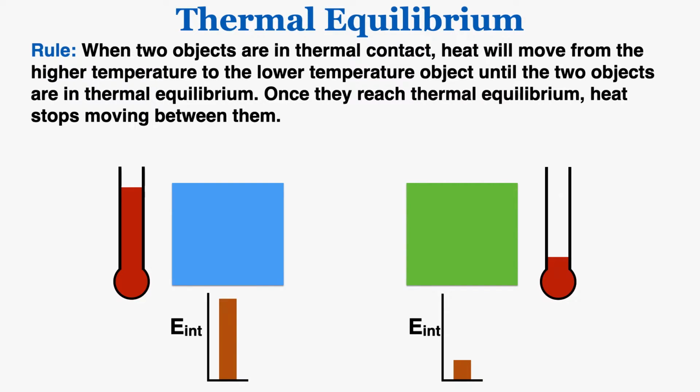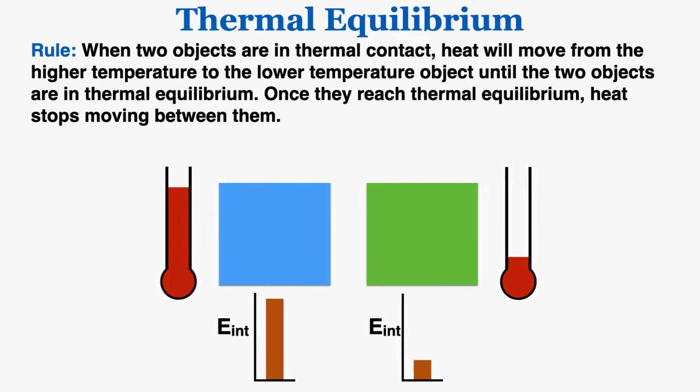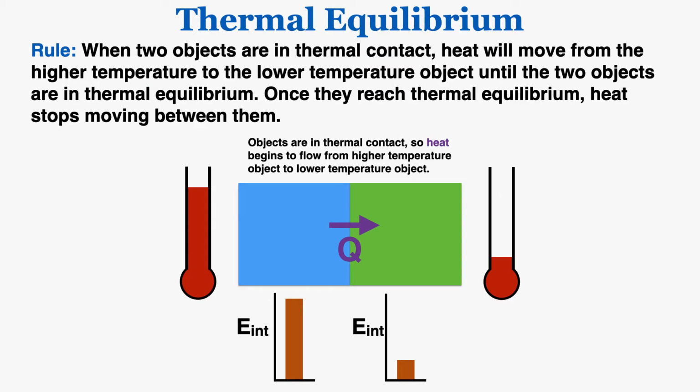When they do, heat begins to move from the higher temperature to the lower temperature object until they have the same temperature. So here I have two objects at different temperatures, as you can see by the thermometers I put next to each one, and I also have a graph of their internal energy below each object. I'm going to move these two objects into thermal contact and observe what this rule tells me about what will happen. So when they enter into thermal contact, heat begins to move from the higher temperature to the lower temperature object, so it will move out of the blue object and into the green object. It will continue to do this until the two temperatures are equal.